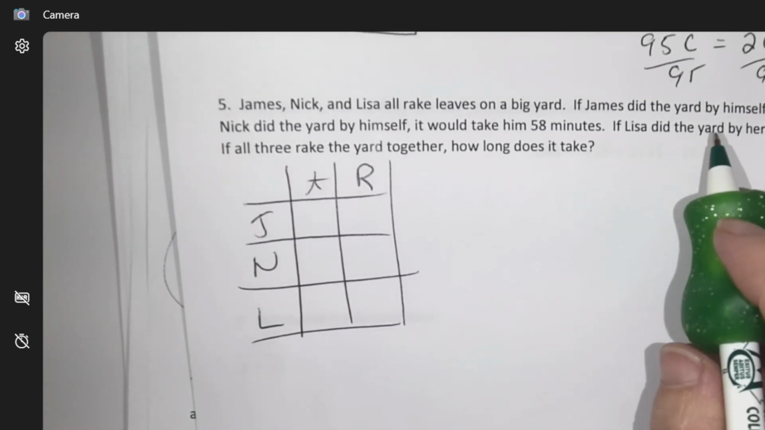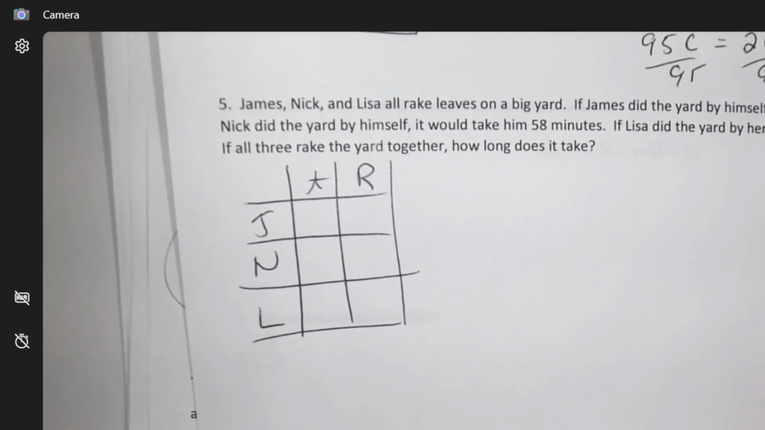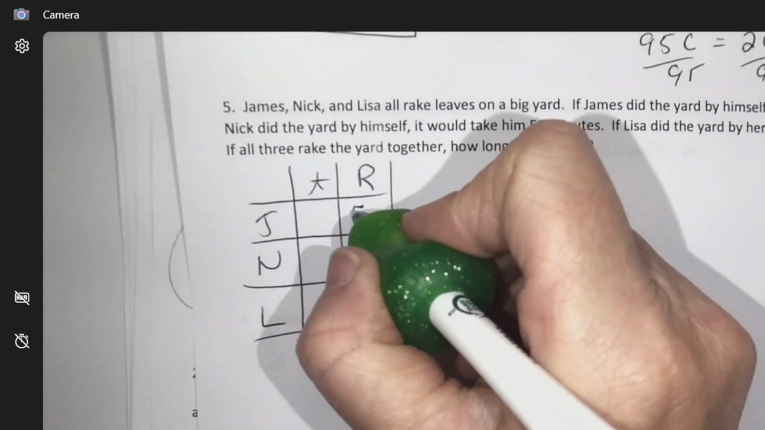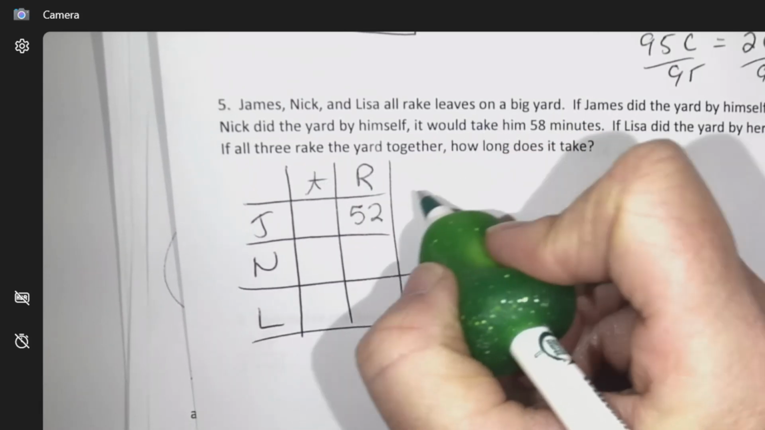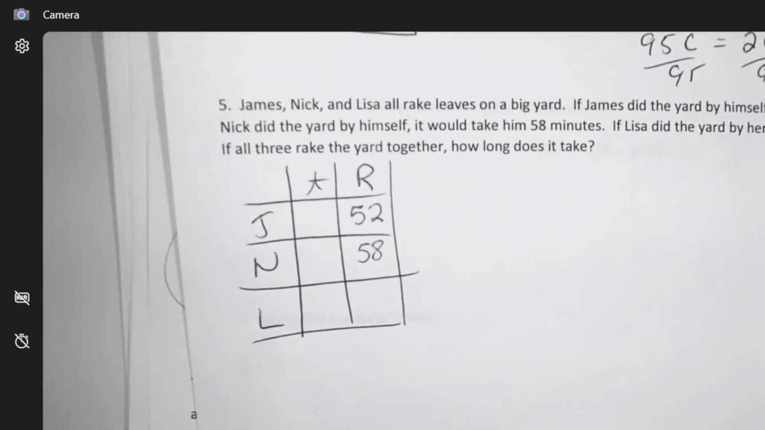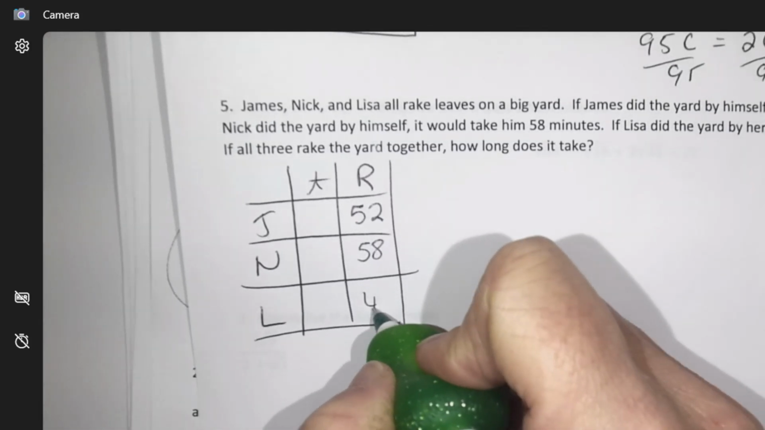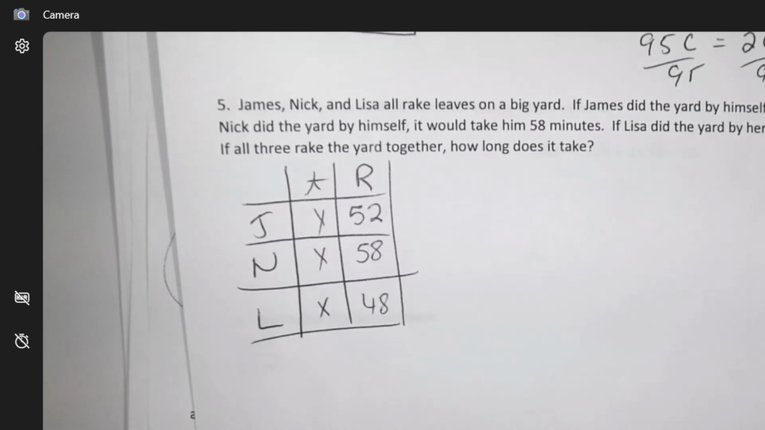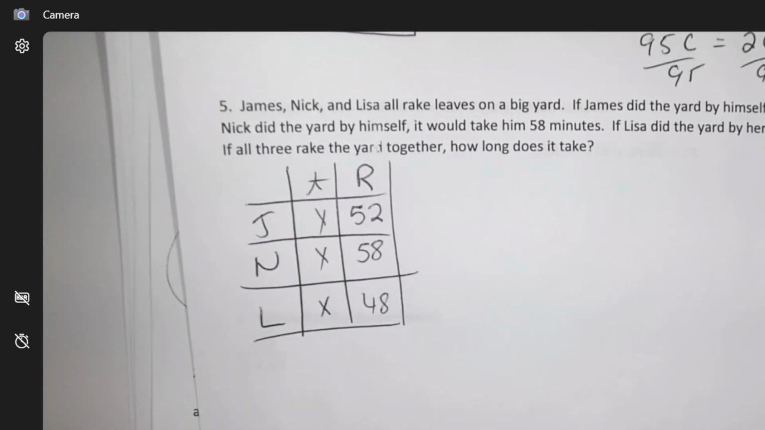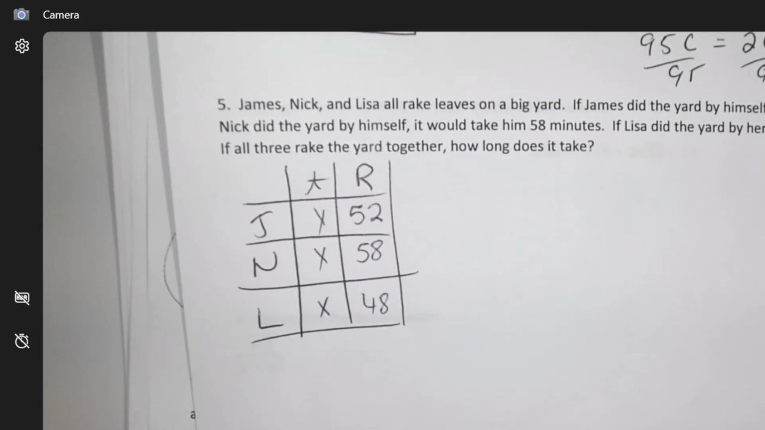So if James did the yard by himself, it would take 52 minutes. So that is a rate. Nick by himself, 58. Lisa by herself, 48. How long will it take if they are working together? And that's the same variable because when they work together and stop, that's all at the same time.